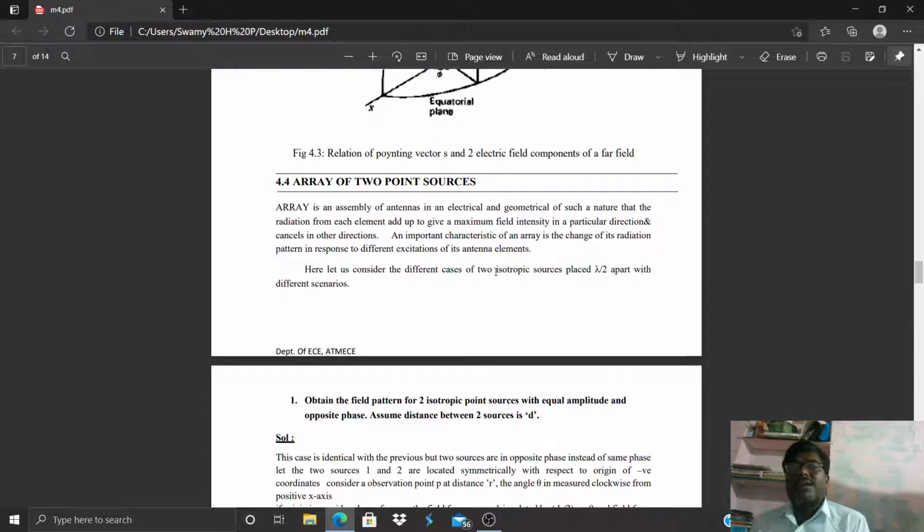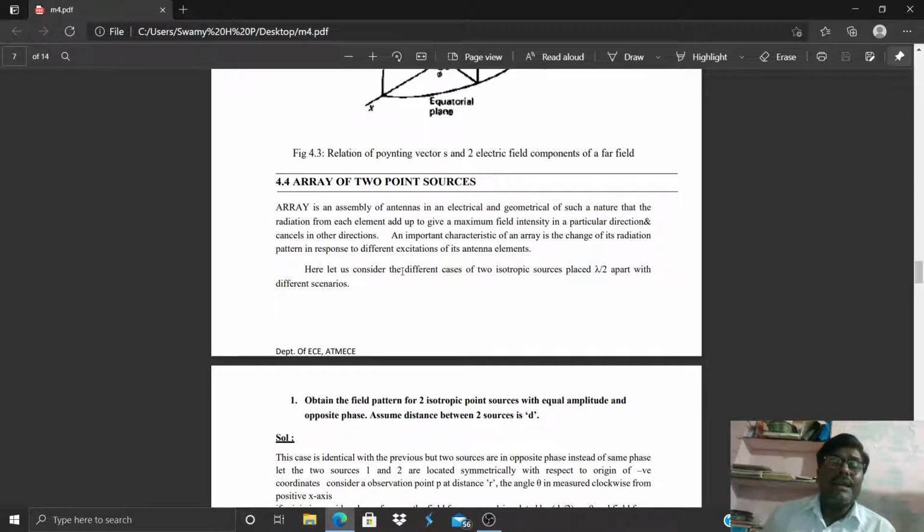An important characteristic of an array is the change of its radiation pattern in response to different excitations of its antenna elements. The radiation pattern will change when individual antennas are excited or supplied by different sources, different amounts of voltages, different amounts of signals. What I told you is that in an array, each point source is supplied with the same amount of current, voltage or input power. If you have different input power for individual antennas, the field pattern will change.